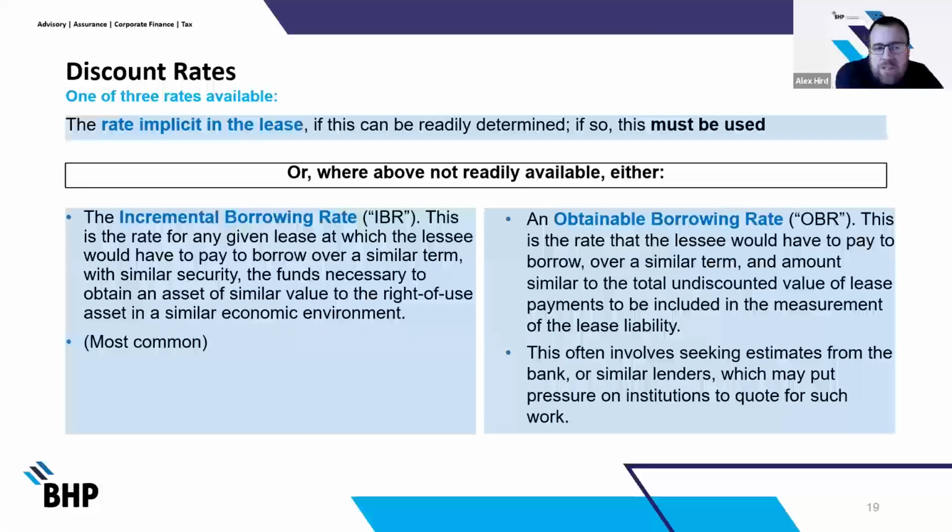So the key question in all this, of course, is what is the discount rate? There are three rates that are available, two of which are on screen. The third one is specific to public benefit entities, such as charities, which Laura's going to touch on later.